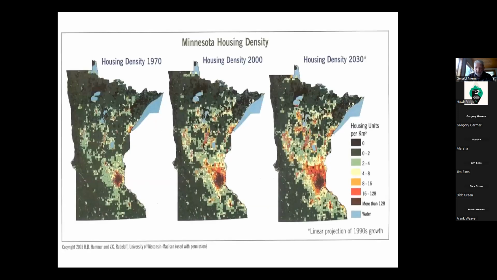And I decided to show one picture, even from 1970, looking at housing density, how that's changed over a relatively short period of time. But it coincides somewhat with the time frame that we'll be talking about today, the early 1970s to the current time.